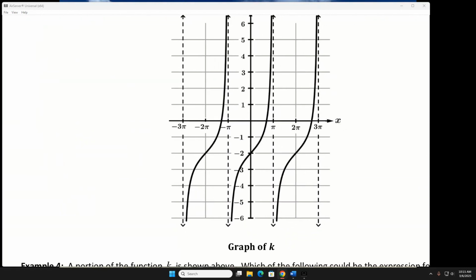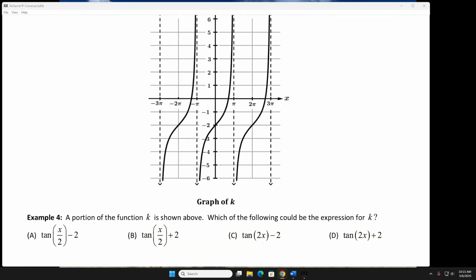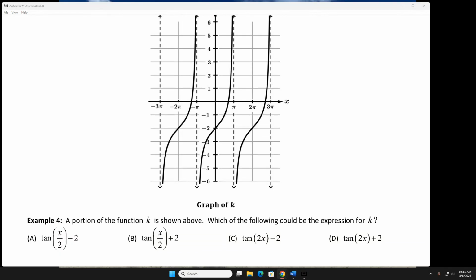All right, let's look at, this is pretty common. We have the graph, we're going to match it up with its equation. So let's just start off with the easiest thing to find, which is the midline. So what's the midline of this one? -2, yes. So we can mark out choice B and D.